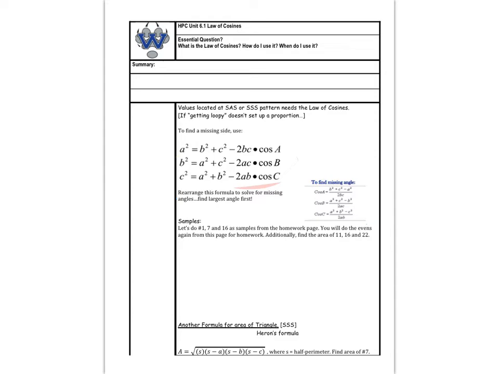So as a change, what I decided to do today was to have us do some examples from your practice page that you have in your hands today. So we'll do number 1, 7, and 16 as examples. In number 1, we're finding just one side. In number 7, we're finding an angle. In number 16, we're solving the entire triangle. The 3 types of things I'll be asking you to do.